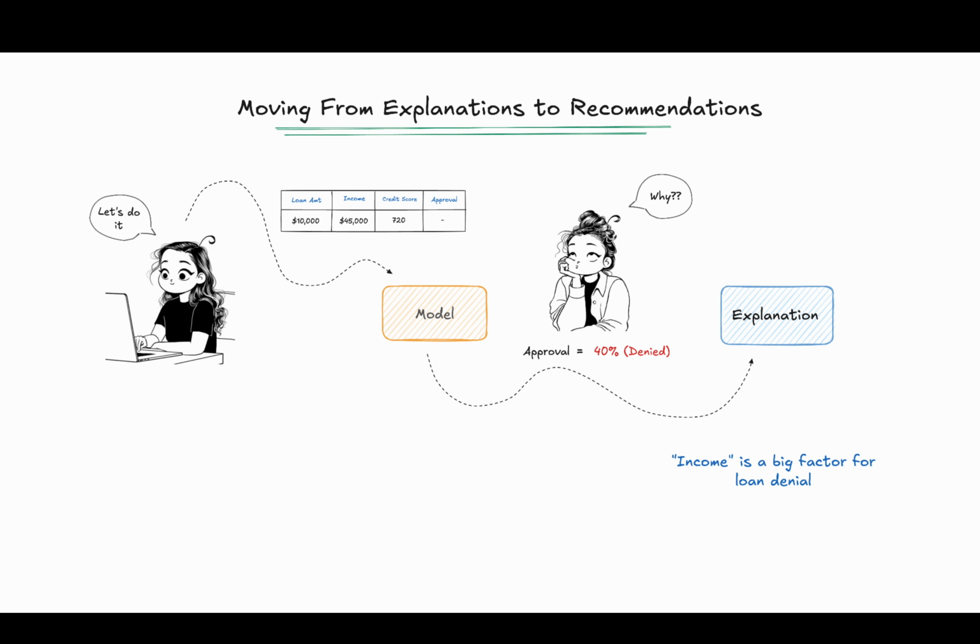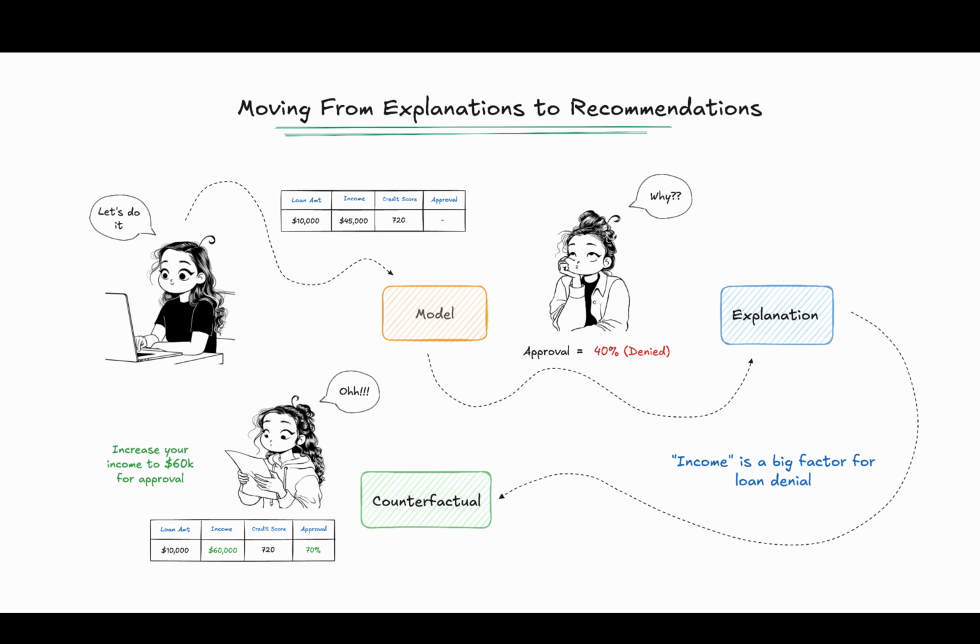The model explains that income is a big factor in the denial. So it's too low for the approval threshold, that is 50%. Okay, but here's the thing. Knowing why your application was denied is helpful, but it doesn't solve your problem, right? You're still denied. So this is where counterfactuals come into the picture. It answers the question, what can I do to change the outcome?